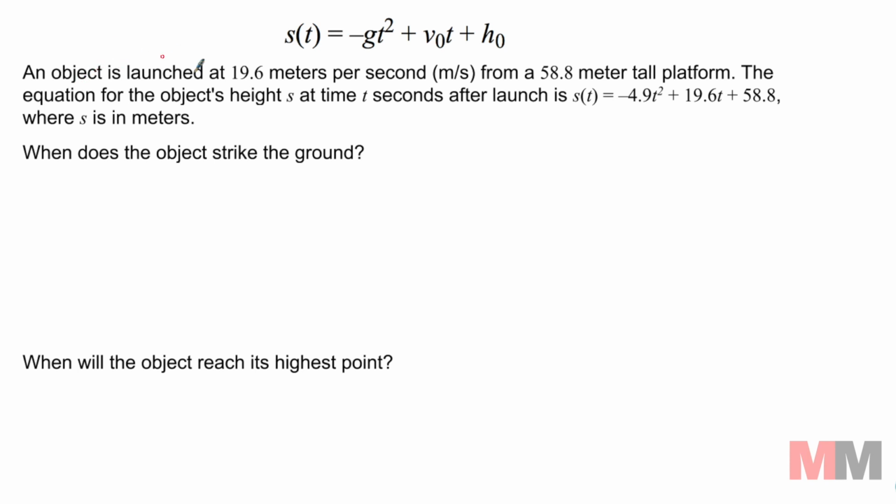An object is launched at 19.6 meters per second from a 58.8 meter tall platform. The equation for the object's height, so let's just underline this, I know my height represents s at time t seconds, so t is my seconds. After the launch is this function right here, where s is in meters. Let's just talk about this function right here.